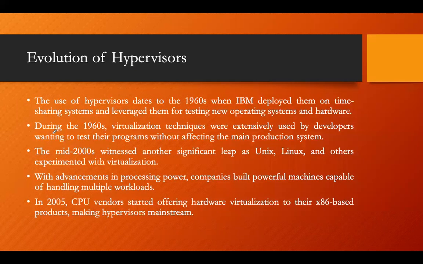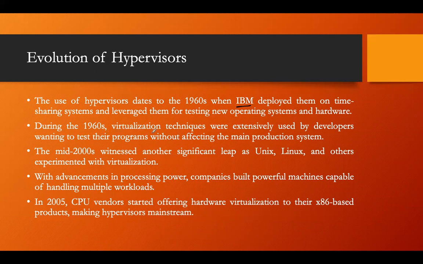Now, how has this hypervisor evolved? Let's see the history of it. The use of hypervisors dates to the 1960s, when IBM developed them on a time-sharing system and leveraged them for testing new operating systems and hardware. So at the very first, in the 1960s, IBM developed the concept of the hypervisor.